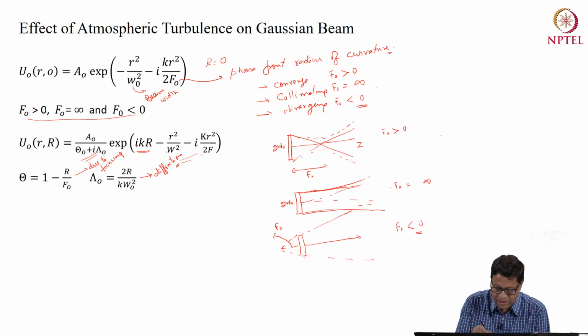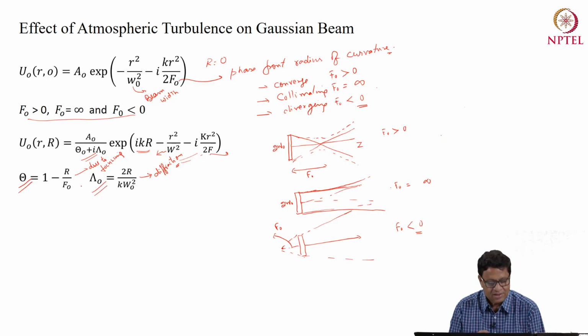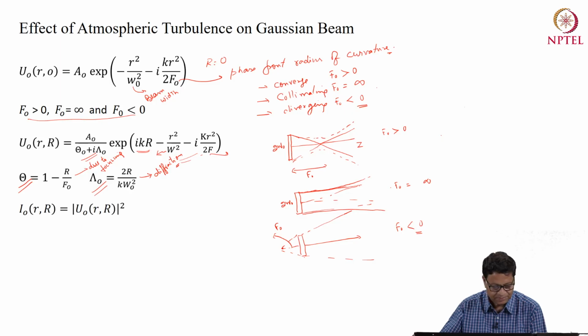And here this W is the beam width after a distance r. And this F is the value of the phase front radius of curvature at the receiver aperture, so this gets modified as the beam travels a distance r. This is represented by U naught r, capital R, and given by this expression, where capital theta and capital lambda naught are the beam parameters defined by these expressions.